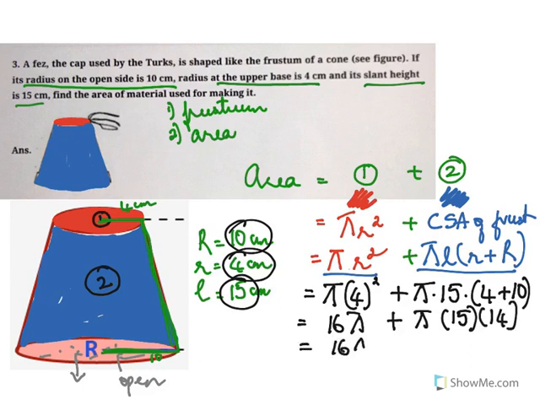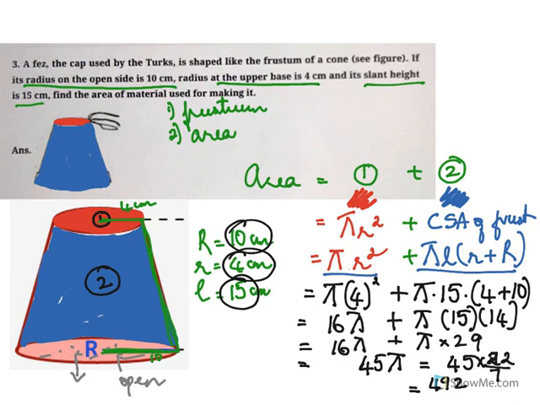Continuing, 16 pi plus pi into 15 into 14 becomes 16 pi plus 210 pi, so we add and get 226 pi. Then we do 226 into 22 by 7, and the answer works out as 4972 over 7 centimeters square.